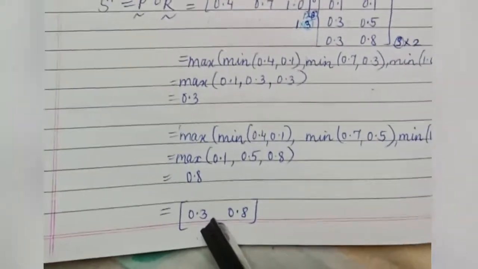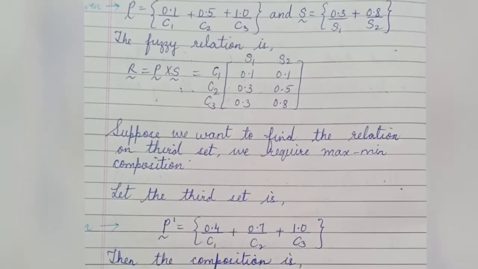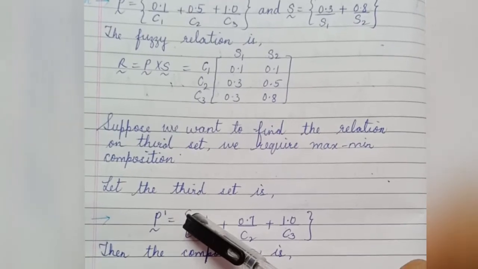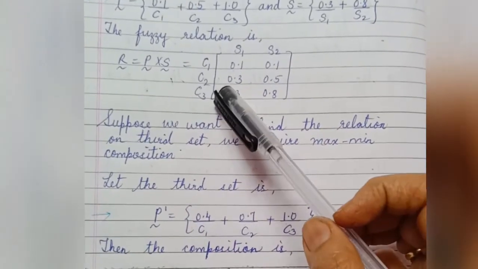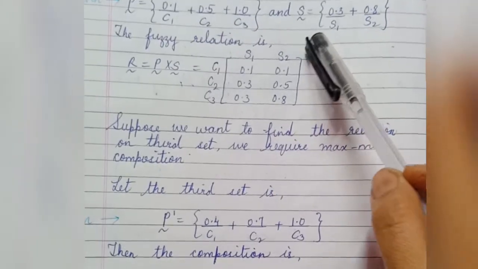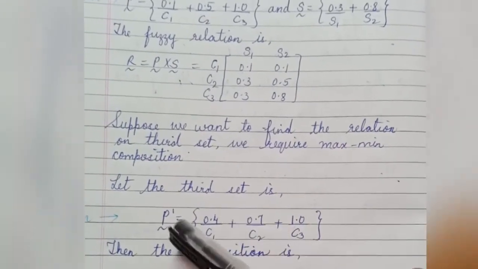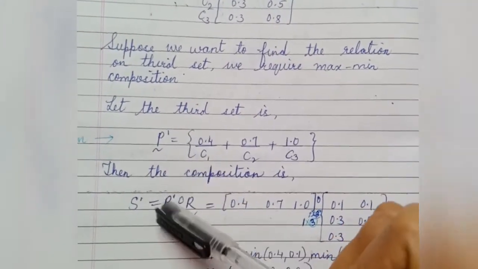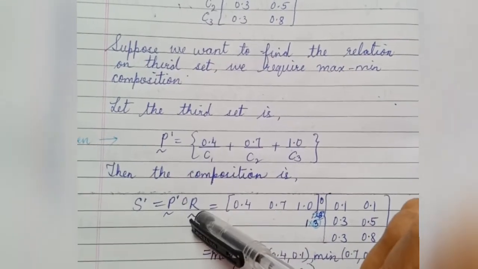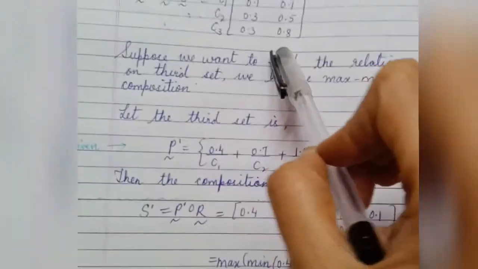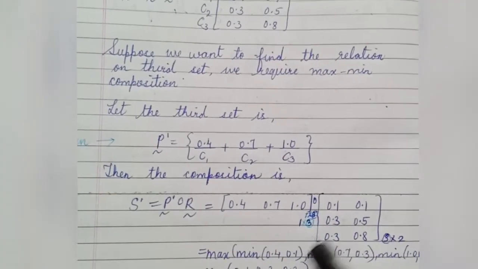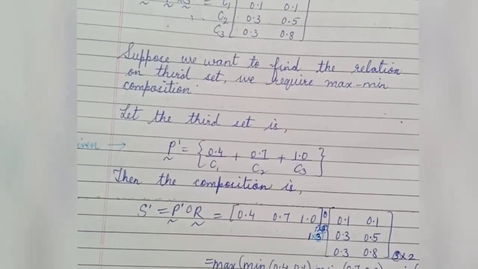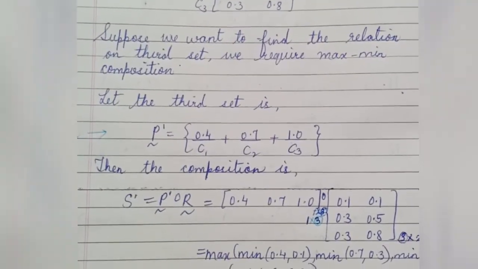So in this numerical, three sets are given: fuzzy set P, fuzzy set S, and fuzzy set P dash. First we calculated the Cartesian product of P and S, then we had to find the relation on the third set, that is P dash. So we used max-min composition. For this we need the P dash set and the relation R that we calculated. Using these two we calculate the final matrix on the third relation, that is on P dash, which is S dash. So this is the last example of fuzzy composition.